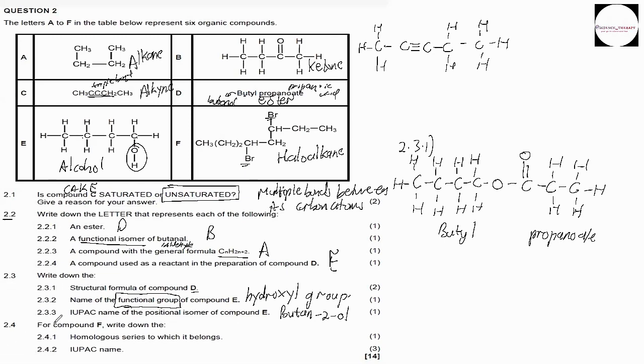Then 2.4 says for compound F, give us the homologous series to which it belongs. Already done that. It's what? Haloalkane, right? So it's very, very crucial to analyze, guys. It makes life easier. Then 2.4.2 says IUPAC name of this. So, okay, to write the IUPAC name, allow me to just erase this part here so that I can draw that. So I want to actually first draw it before I can give the IUPAC name so that we are all in the picture.